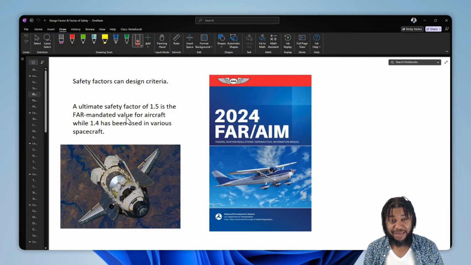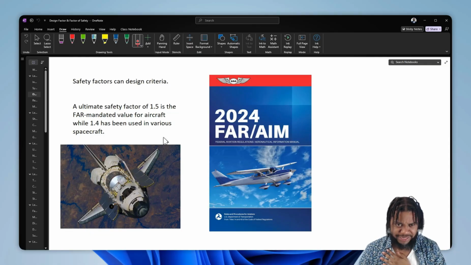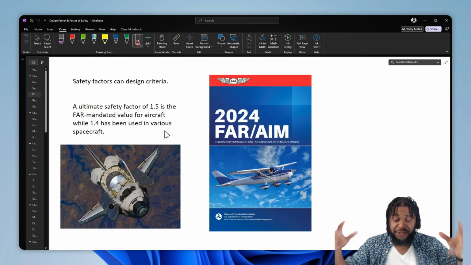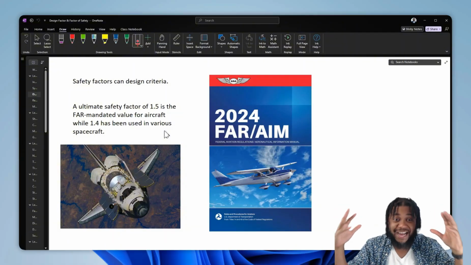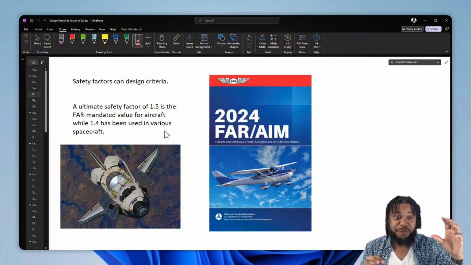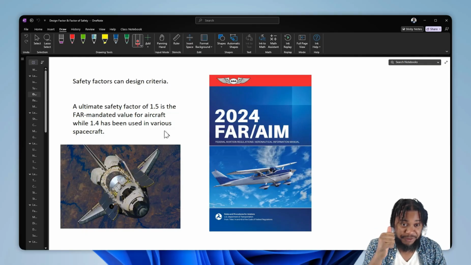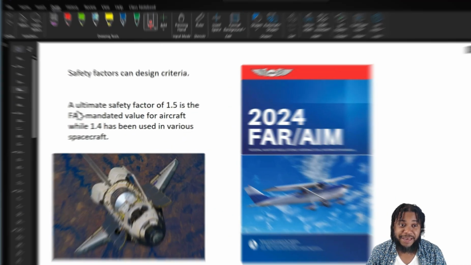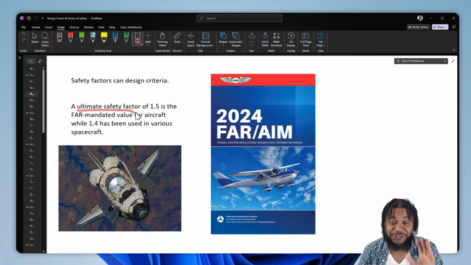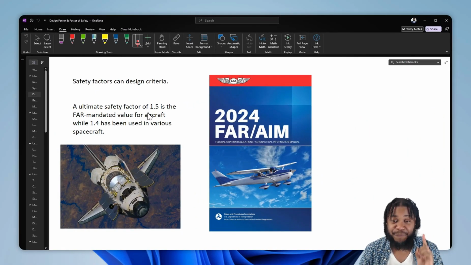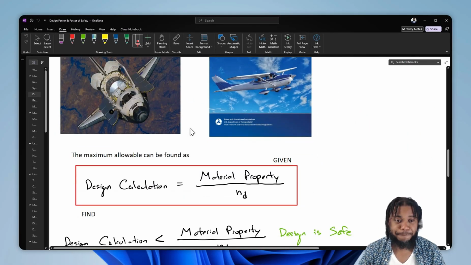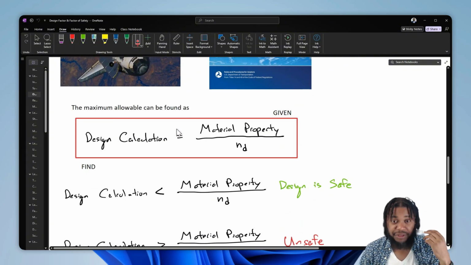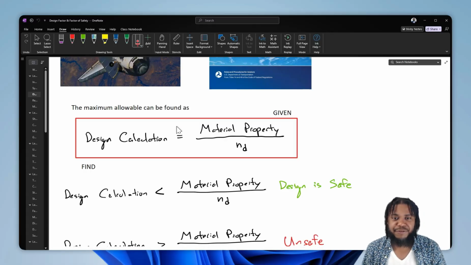Every form of safety that is possible in an entire mechanical system must meet 1.5. It's actually a very high barrier, right? And what that means is the material property needs to be 150% higher than the calculation in order for your design to be viable, for you to actually fly, for you to actually go to space. And in the case of an ultimate safety factor, that means every component in your system needs to have that 150% margin, right?